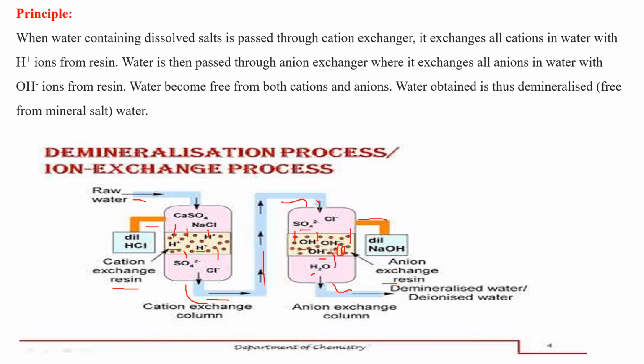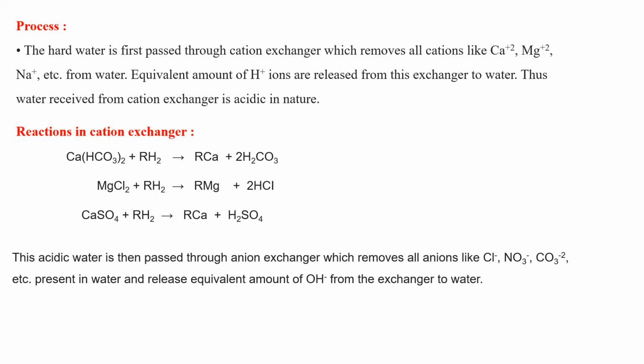Now let us see what types of reactions take place during this process. See, when we pass our water sample through the cation exchanger resin, suppose it has calcium bicarbonate, it passes through this cation exchanger resin, which is generally represented as RH2. So this calcium is retained by the resin, and in exchange we get H plus. Similarly, suppose we have magnesium chloride, then when we pass it through this cation exchanger resin, magnesium is retained by the resin, and in exchange we get H plus ions.